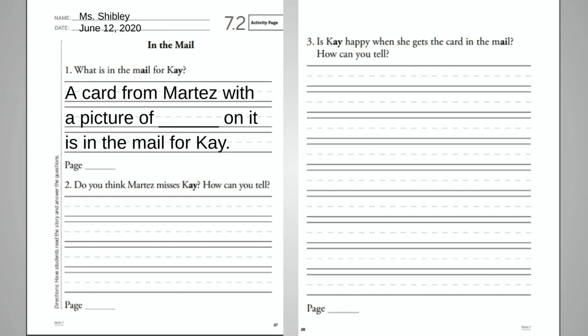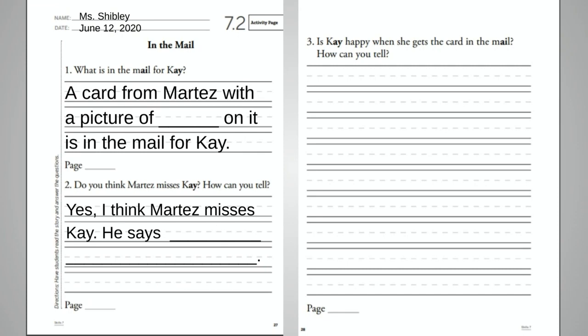Number 2, do you think Martez misses Kay? And how can you tell? Yes, I think Martez misses Kay. What does Martez tell Kay on the card? He says he can't wait to get back and play. Okay, turn the page over when you're all done with number 2. Number 3. Is Kay happy when she gets the card in the mail? How can you tell?